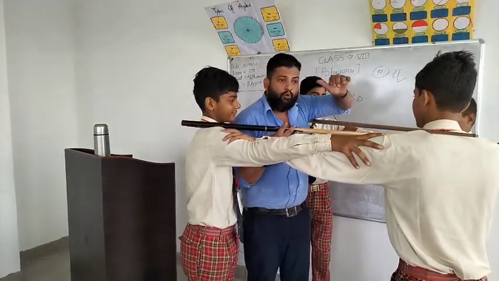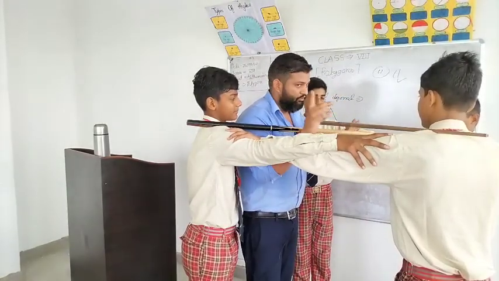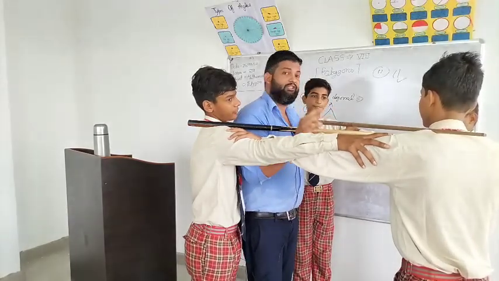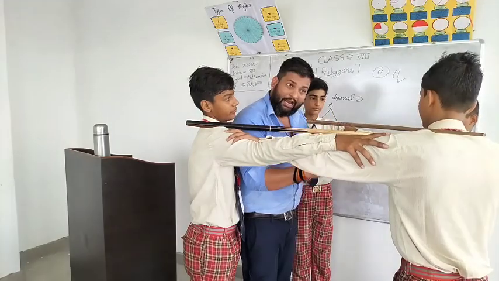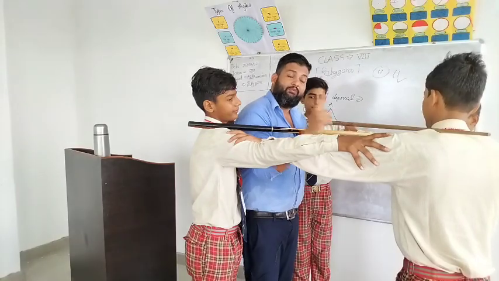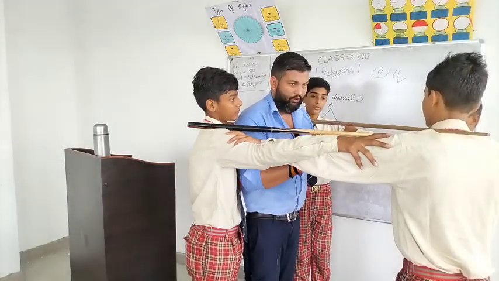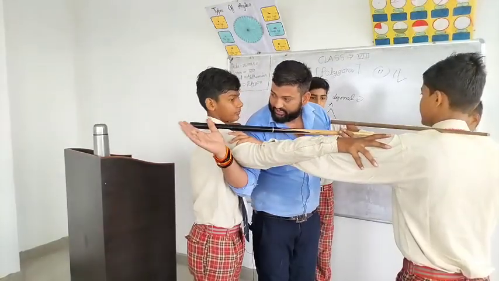So in a quadrilateral, how many vertices are there? 4. How many sides are there? 4. When we join adjacent vertices, what do we find? Sides. And when we join non-adjacent vertices, what do we find? Diagonals. So there are 2 diagonals. Same as that, one student please come out.